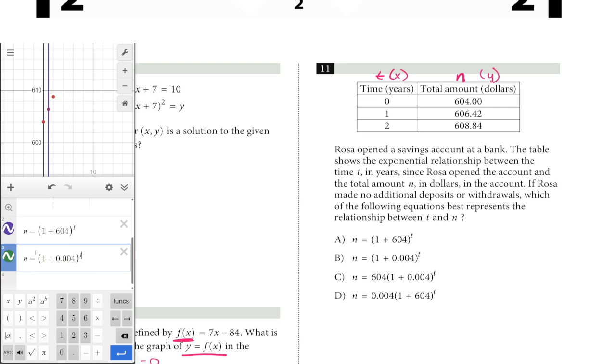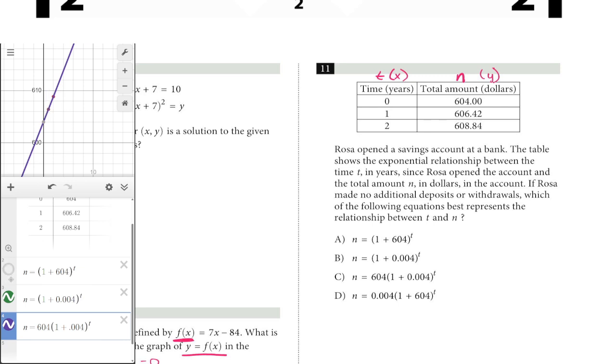And we can see here it's not even anywhere close, because it's not even near the equations, the dots. So we'll try answer choice C. So n equals 604 parentheses 1 plus 0.004 to the power t. If you notice, those passed directly through those lines.